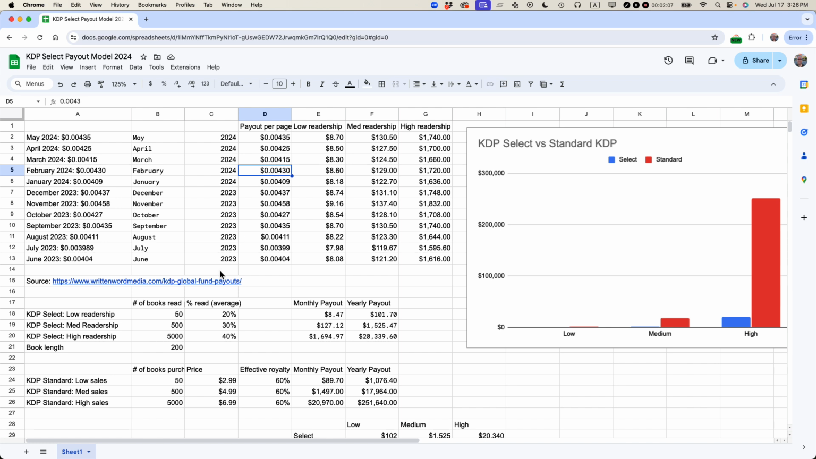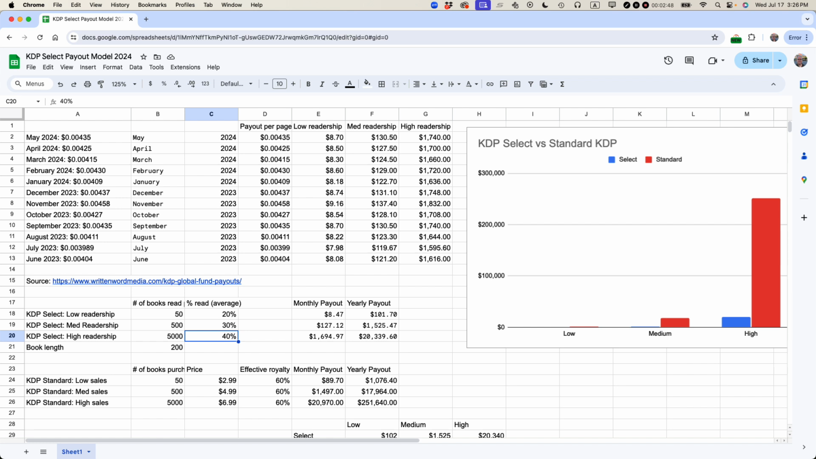So what I did is I created 3 tiers of readership or sales for each type. If it's a low readership book, either in KDP Select or traditional KDP, let's say 50 books are read or downloaded. If it's medium, 500. If it's high, 5,000. That would be a reasonably popular author getting 5,000 reads. And then I also calculated the percent read. Usually an unknown author is not going to be read as much as a popular author. So for an unknown author in Kindle Unlimited, the average reader might read 20% of the book, medium might be 30%, high might be 40%.